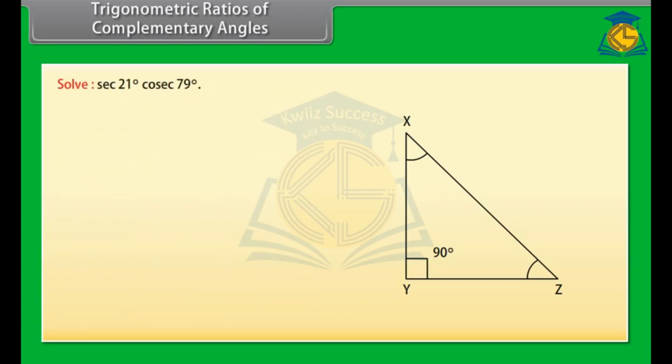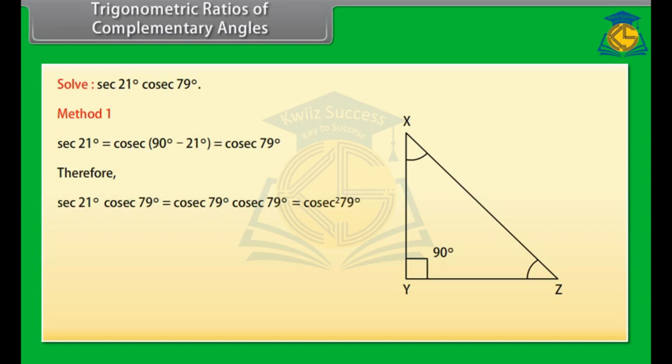Solve sec 21 degrees times cosec 79 degrees. Sec 21 degrees is equal to cosec (90 degrees minus 21 degrees), which equals cosec 79 degrees. Therefore, sec 21 degrees times cosec 79 degrees is equal to cosec 79 degrees times cosec 79 degrees, which equals cosec square 79 degrees. Let us solve the same question in a different way.